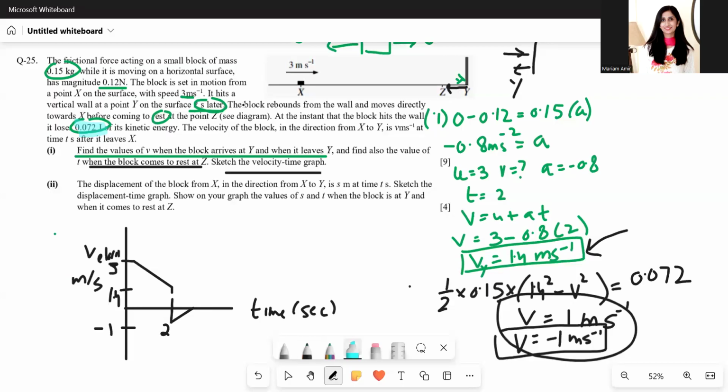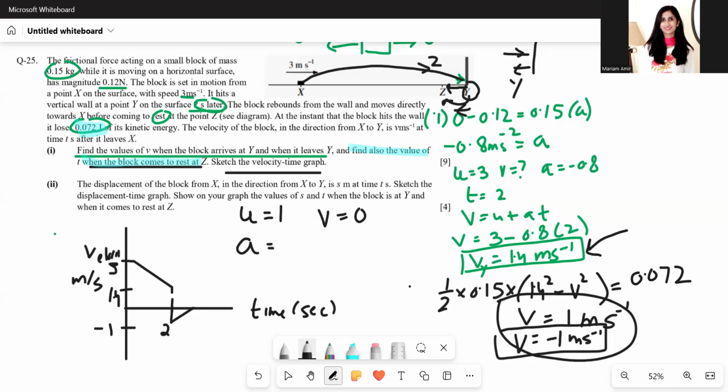I overlooked this. It says to find the value of t when the block comes to rest at Z. Okay, so we need to find that. We know from here to here the time taken was 2 seconds, and we need this time as well so that we can add them together. At Y, the velocity is -1 on the way back, but we're going to take it as 1. U is 1. V at Z is going to be 0.